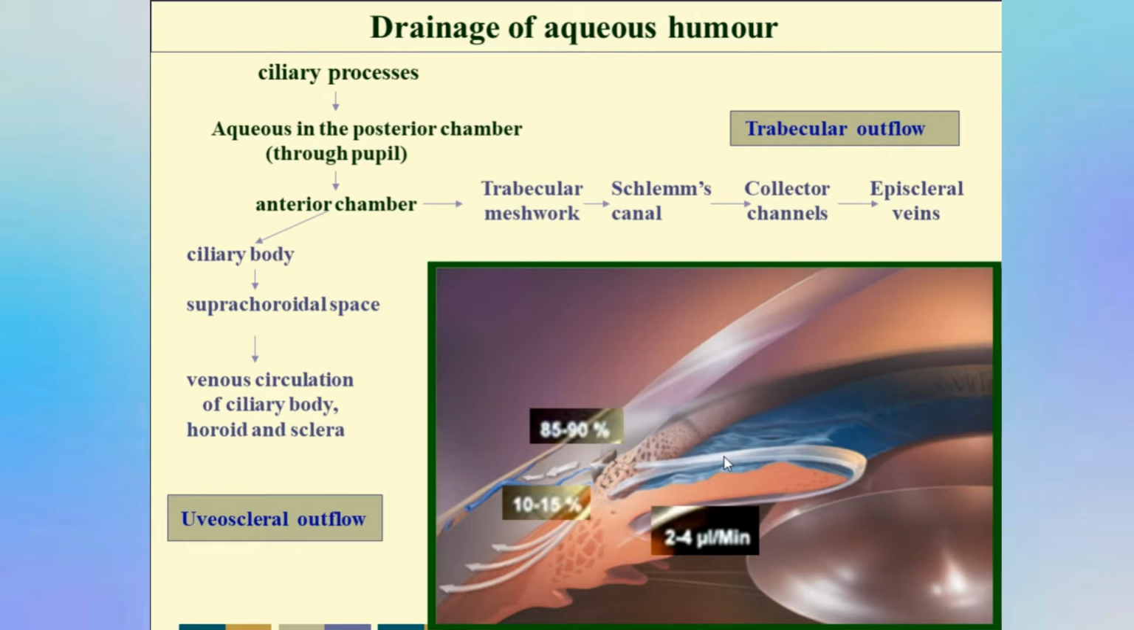Then there are two ways for aqueous humor outflow. One way, trabecular outflow. Here, aqueous humor goes through the anterior chamber, through the trabecular mesh, then Schlemm's canal, collector channels, episcleral veins, and leaves the eye. There is another, uveoscleral outflow.